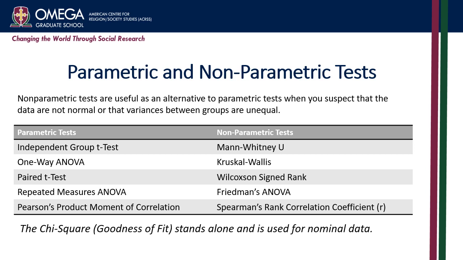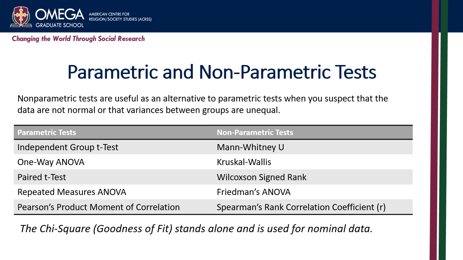In the previous tutorial, we briefly touched on the idea of parametric and nonparametric tests in the context of normal distributions. Nonparametric tests are useful as an alternative to parametric tests when you suspect that the data are not normal or that variances between groups are unequal. And WINKS has the ability to compute whether or not your sample data are normally distributed. And you can use that calculation to determine which kind of test you need to use for which purpose.